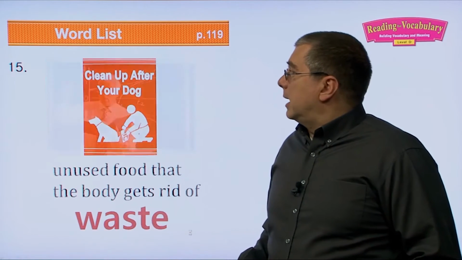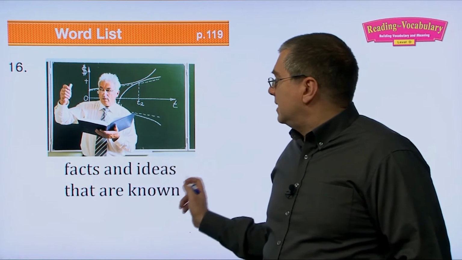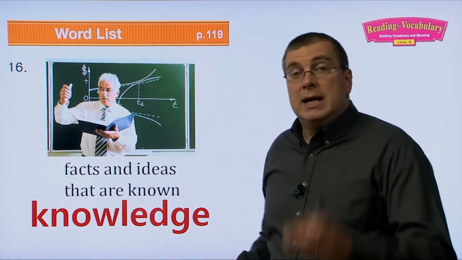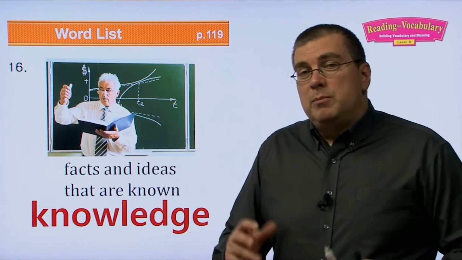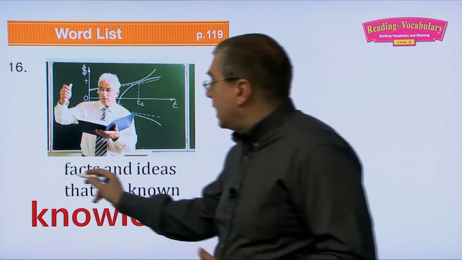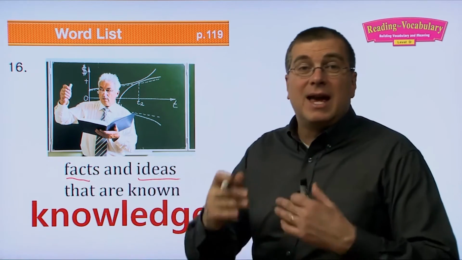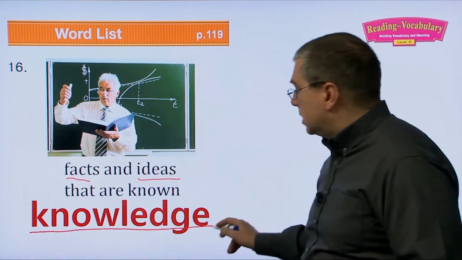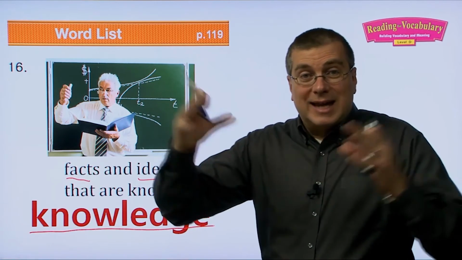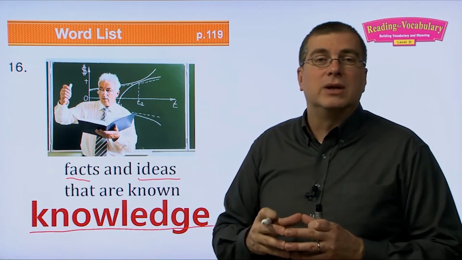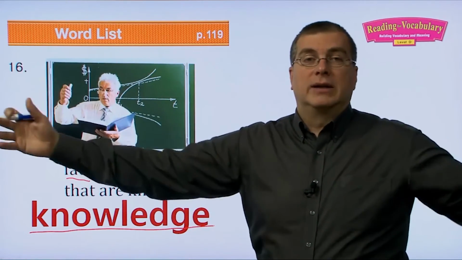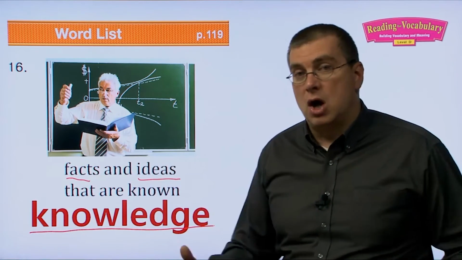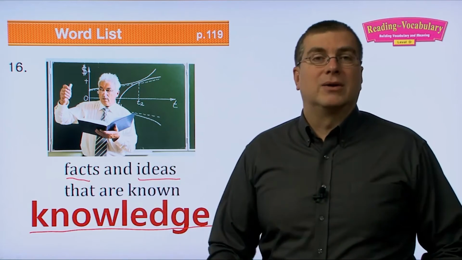Okay. Next word, last word, is facts and ideas that are known. Facts and ideas that we know. Those are knowledge. So think about that. Human beings are getting more and more facts and more ideas every year, every 10 years, every 100 years. The amount of knowledge that human beings have gathered together, especially over the past several hundred years, has grown by a lot. So we talk about those ideas and those facts as knowledge. So facts and ideas that we know about, that's knowledge.